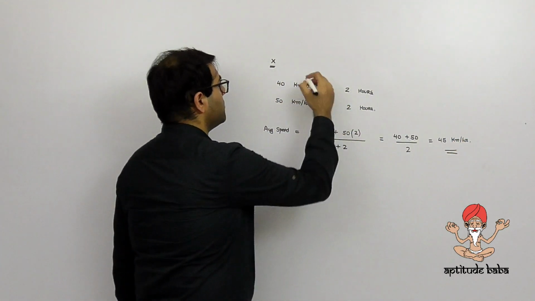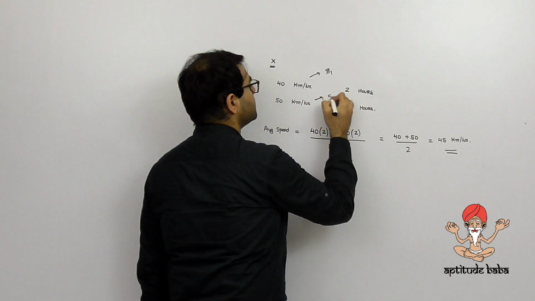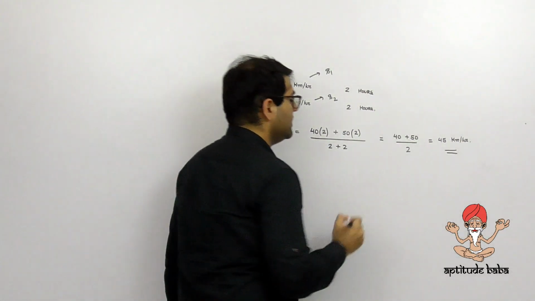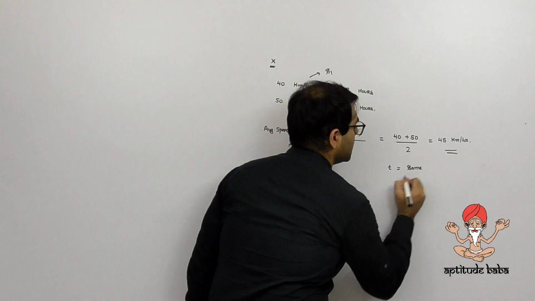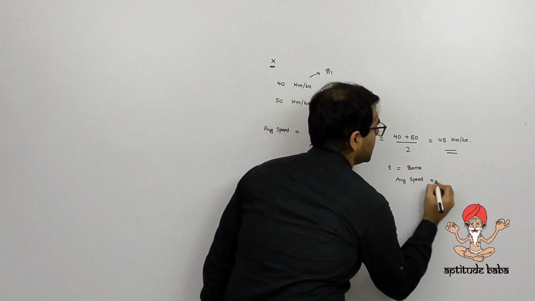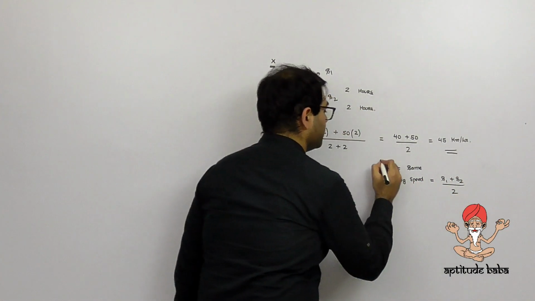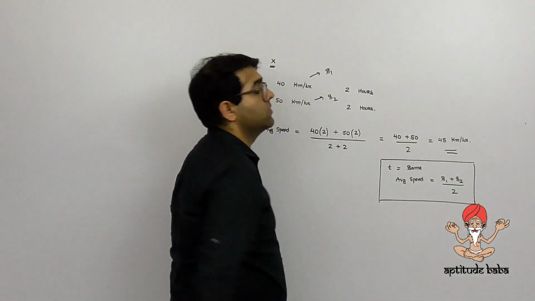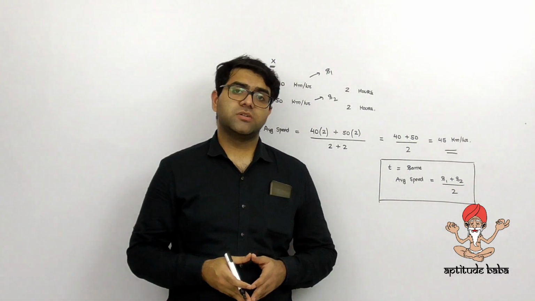What was my 40? My 40 was speed S1. What was my 50? My 50 was speed S2. So from this example, can I generalize and say that if the time traveled is same, then average speed is directly defined as S1 plus S2 by 2. Hopefully, we are able to understand how this formula works. Let's move on to an example on the same concept.